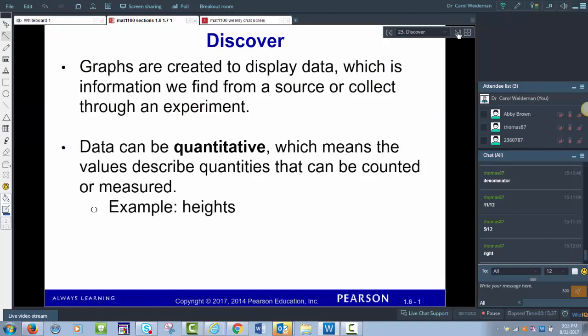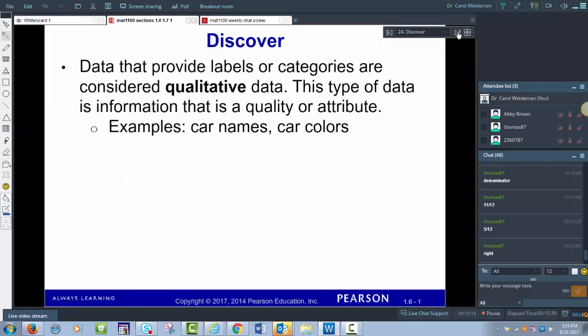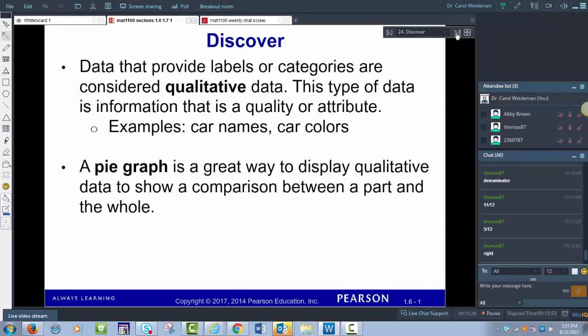We can have quantitative data, which is numerical data, things like heights and weights and age and grade point average and things like that. These all have units that go with them. And then we also have what are called qualitative or categorical information, things like car names, the color of your car, political affiliation, race, ethnicity, gender. Those are all data that put the information or the things we measured into groups. So a pie chart is a good way to show this kind of information, where it shows a comparison between a part and the whole.